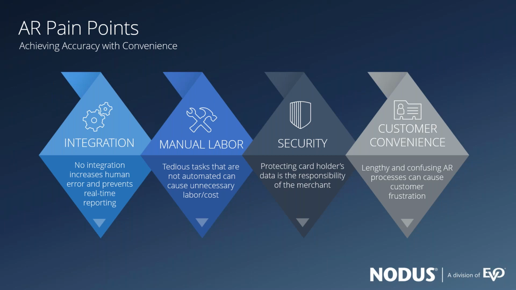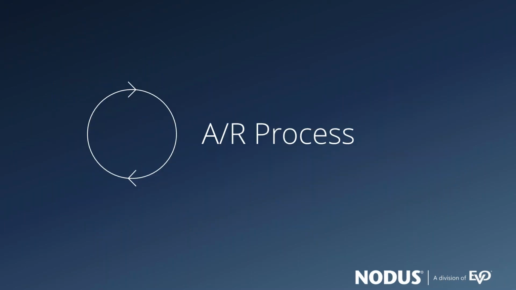So these are essentially the typical pain points associated with AR: integration, manual labor, security, and customer inconvenience. Now, the second part of this is, what is a typical AR process, and how does that look like? How do you automate it?